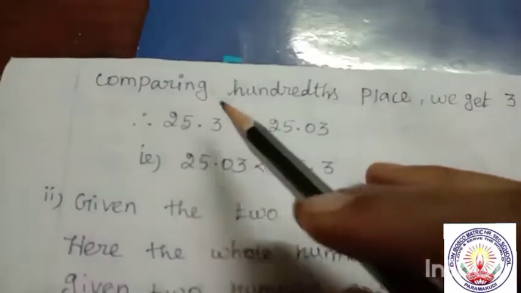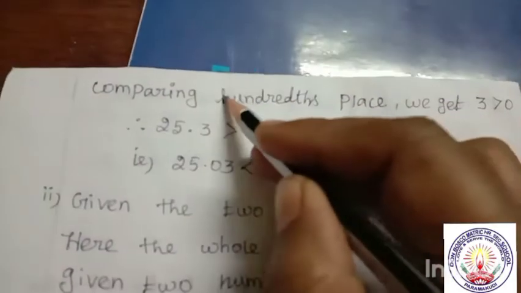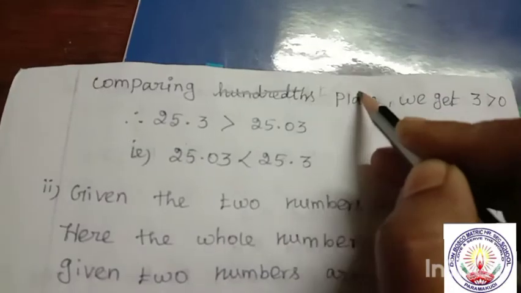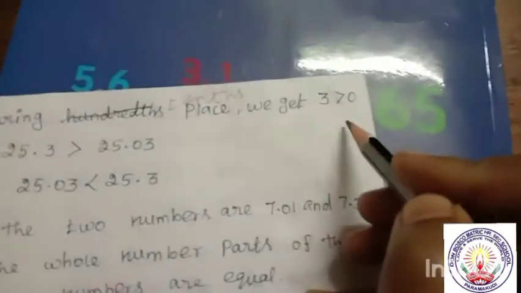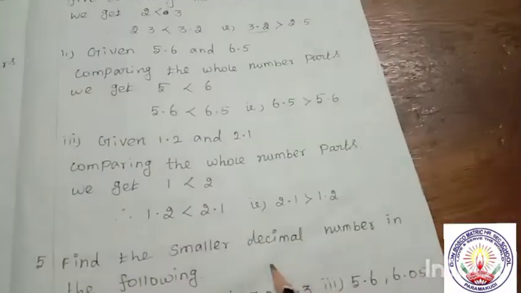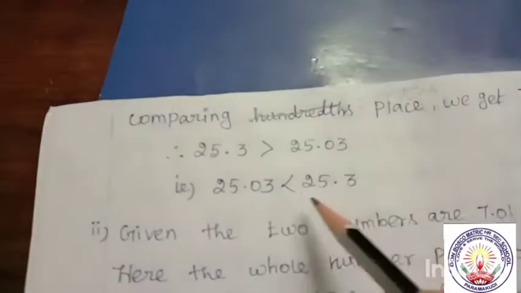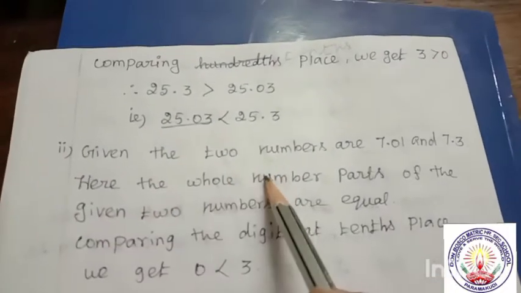Comparing the tenths place, we get 3 greater than 0. First of all, you read the question. Find the smaller decimal number. Therefore, the smallest number is 25.03.